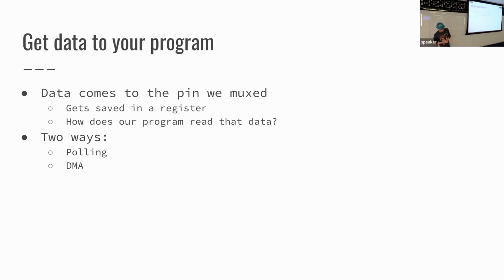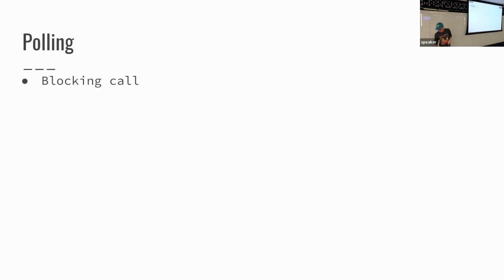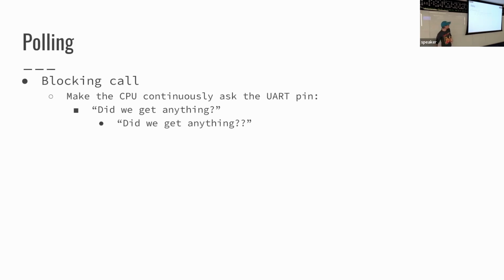So there are two ways that we can get this MIDI data from that multiplexed pin to our program. There's the wrong way and the right way. Talk about the wrong way first. It's the more straightforward way. It kind of helps you. It's innate. It's something you can do in libDAISY.